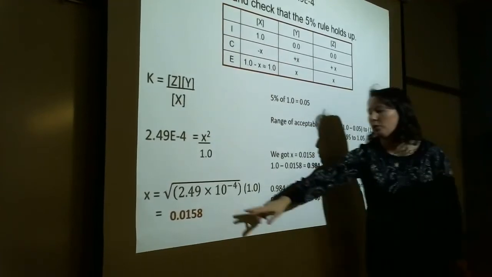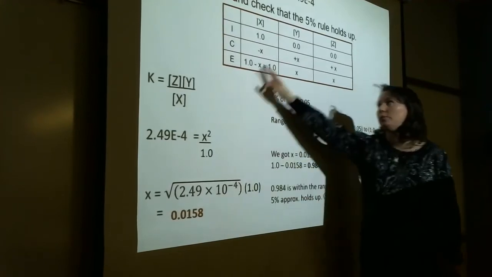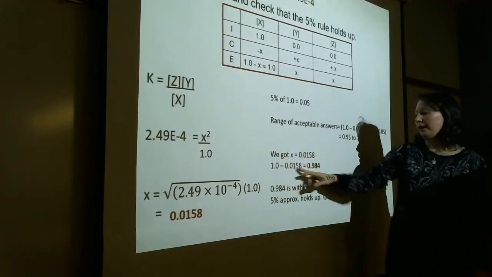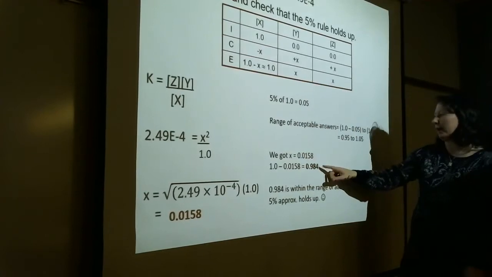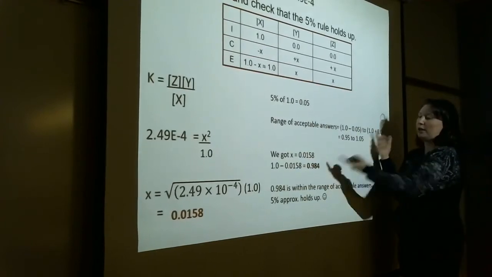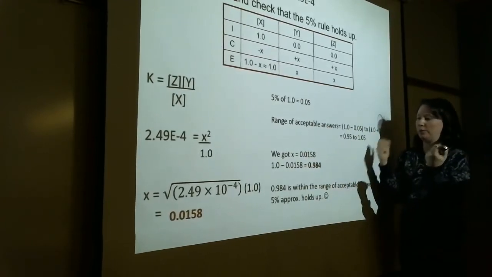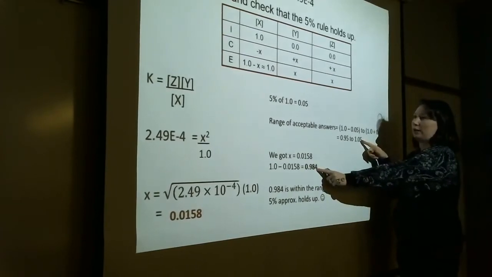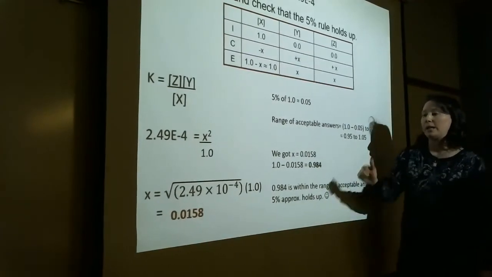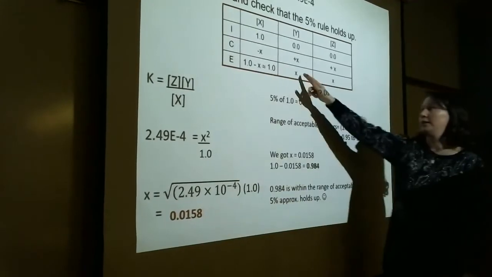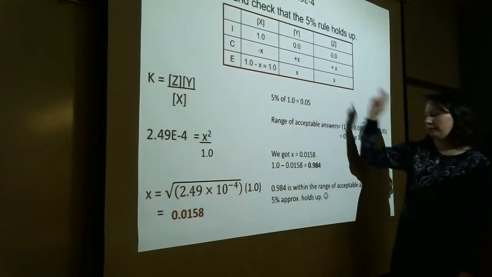So I got x of 0.0158. Plug that back in. When I plug that back in, I get 0.984. Okay, is 0.984 in that range? The answer is yes. So because this answer falls into this range, I'm okay to keep this value of x as my final answer.